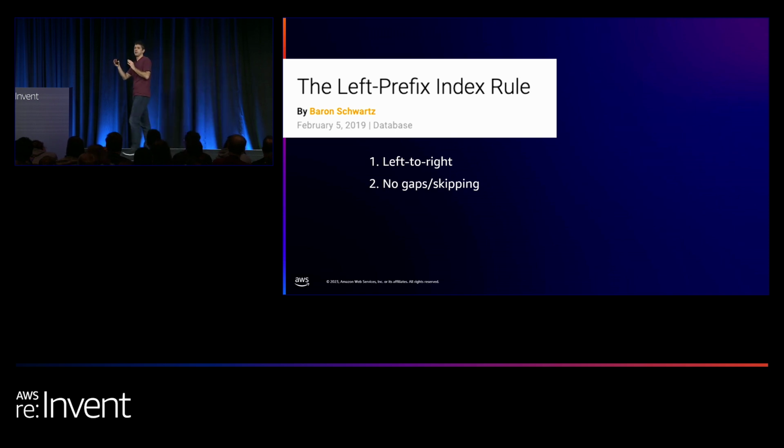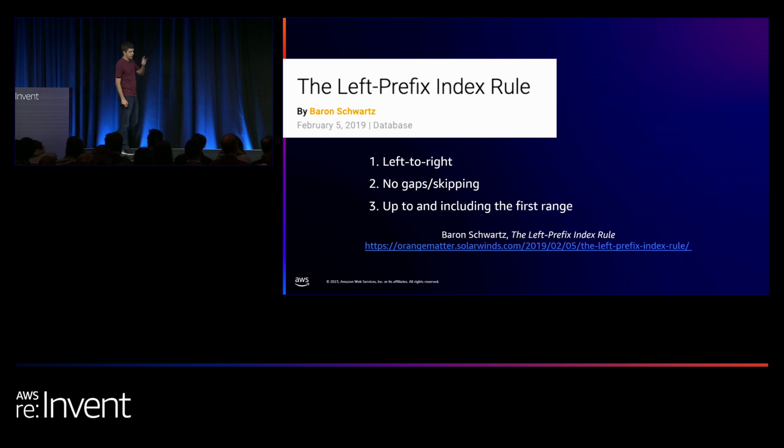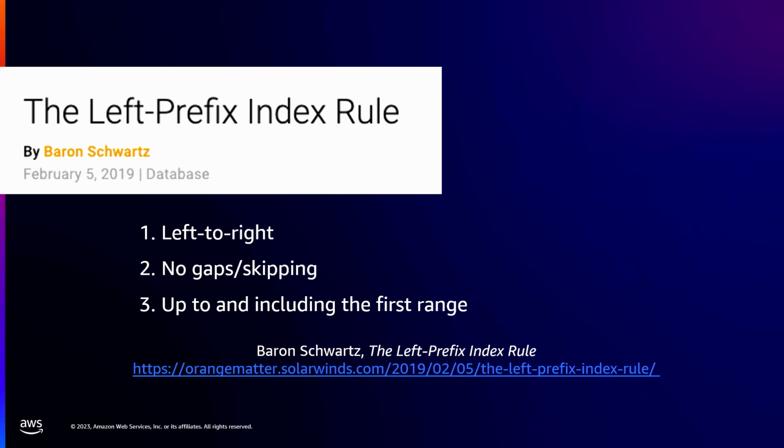So if you have five values in there and your filter does not include the second value, it's going to stop using that index there and basically get just the rest of that, up to and including the first range, right? So if you have a date range or something like that, your index is basically blown at that point. That's going to be true for Dynamo.